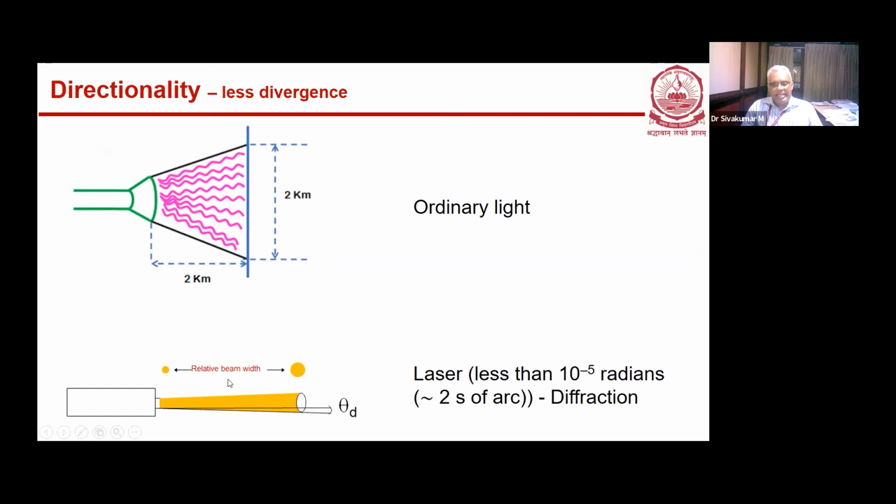But in the case of laser, you can see that the divergence can be measured in terms of radians. So you see that it is 10 raised to minus 5 radians. That is 2 seconds of arc. It is also limited by diffraction. We don't need to go into the details of that. But this laser is very, very highly directional. Okay, that's what we have to understand.